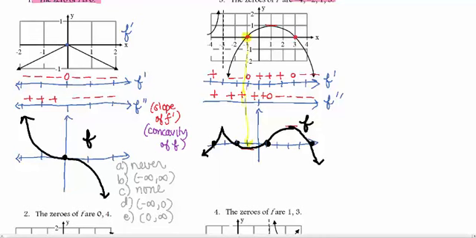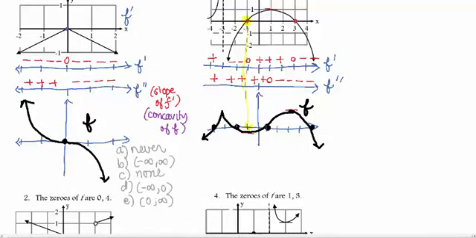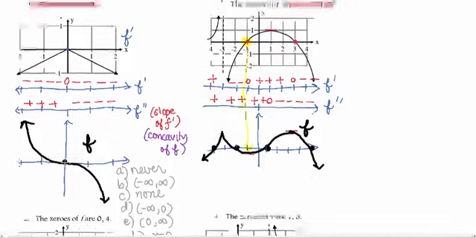And the last one, any coordinates of points of inflection. We have points of inflection at x equals 0, because that's where it turns from concave up to concave down. Now let's go through number 3.